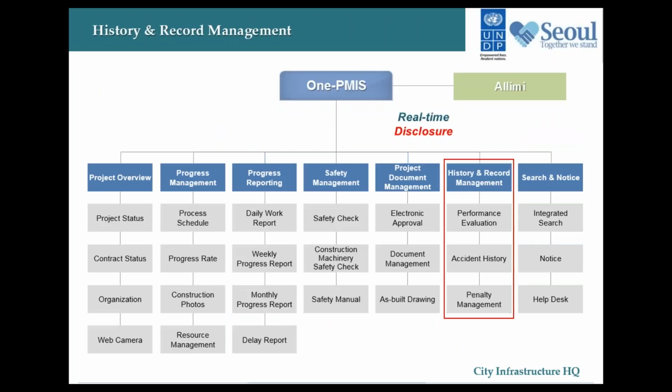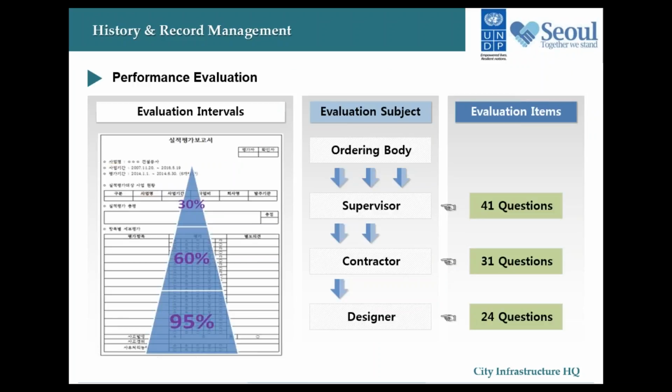Now next is the history and record management menu. This consists of performance evaluation, accident history, as well as penalty management categories. First, performance evaluation. The Seoul government basically evaluates the performance of the companies and technicians participating in its construction projects on OnePMIS, and then accumulates all the evaluation data.